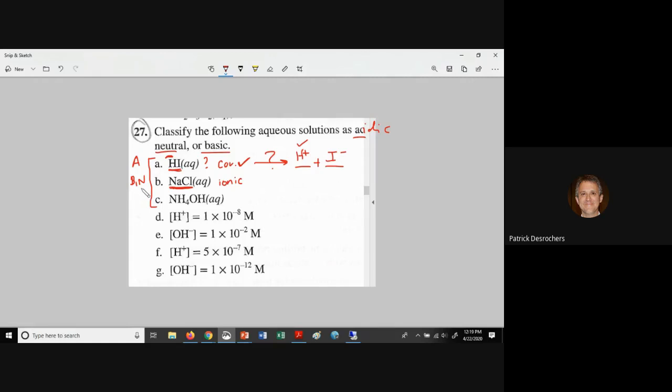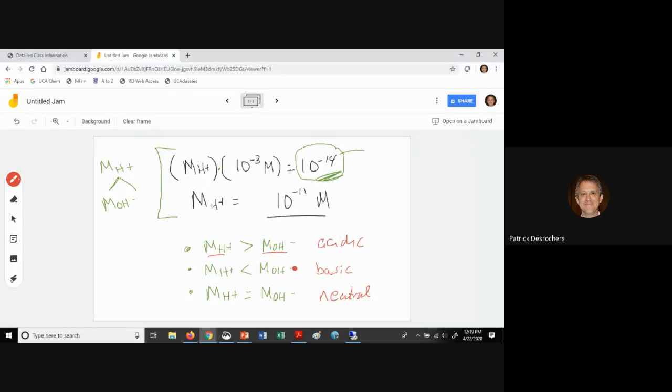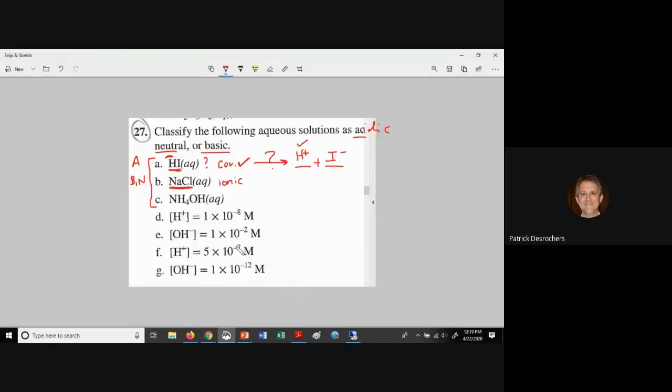If you get a base in your eyes and it causes blindness, what ion is in a base that causes blindness? OH. Yeah. And if you go back, do you see OH in that formula? No. I don't either. So which one do you want to choose? Neutral or basic? Neutral. Okay. All right.